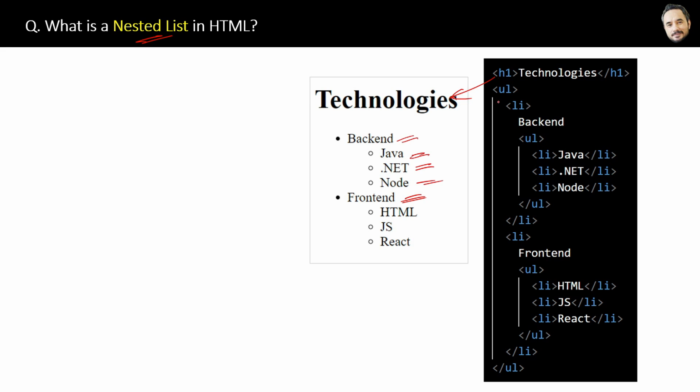So this kind of arrangement is called a nested list, where one list is inside another list, like parent and child, okay? The whole point is a nested list in HTML is a list that is placed within another list item. Got it? Simple.